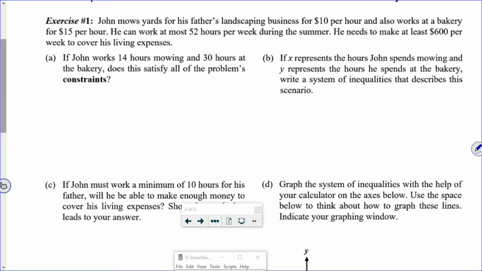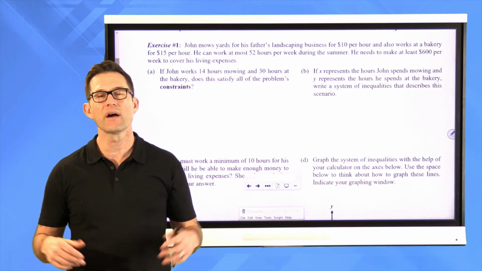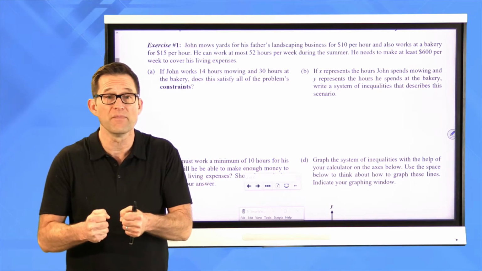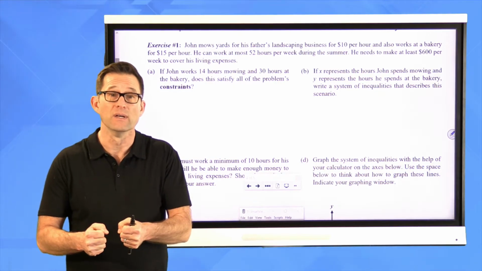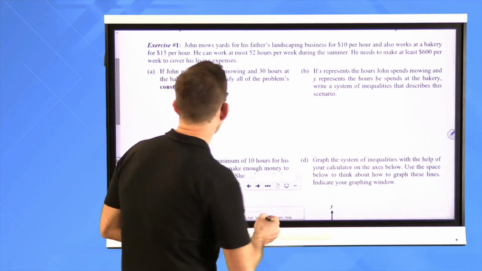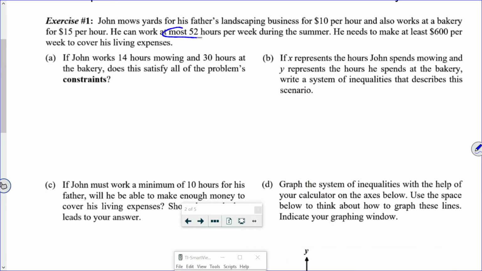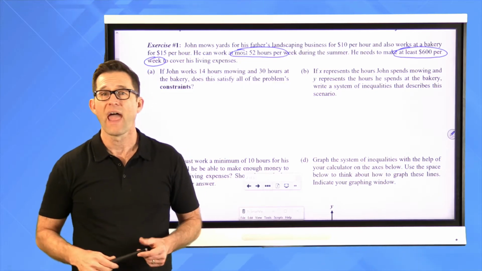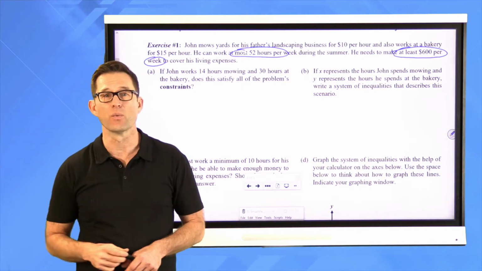problem's constraints? All right, so a constraint is basically a real world condition that constrains you, that makes you go, oh, okay, I gotta do this. So what are the constraints? The constraints are that he can work at most 52 hours per week, and he needs to make at least $600 per week to cover his expenses. Those are the two constraints. So if he works more than 52 hours a week, it's a problem. And if he makes less than $600 a week, it's a problem.